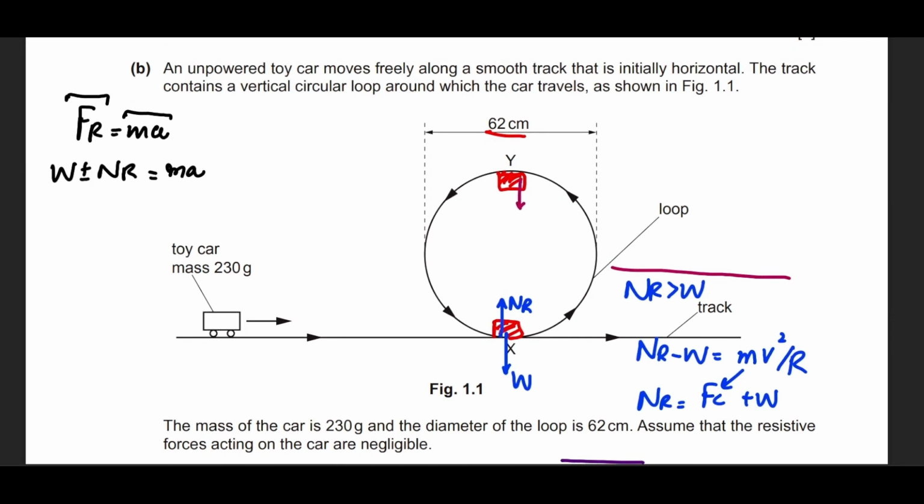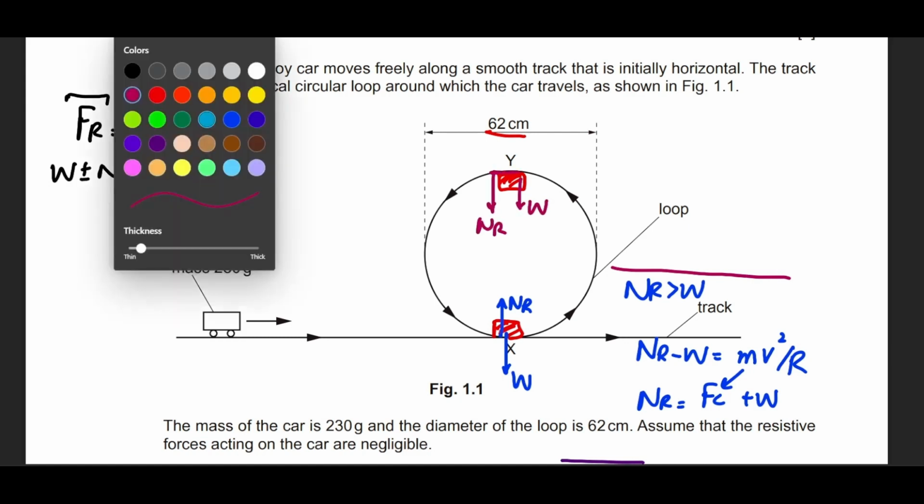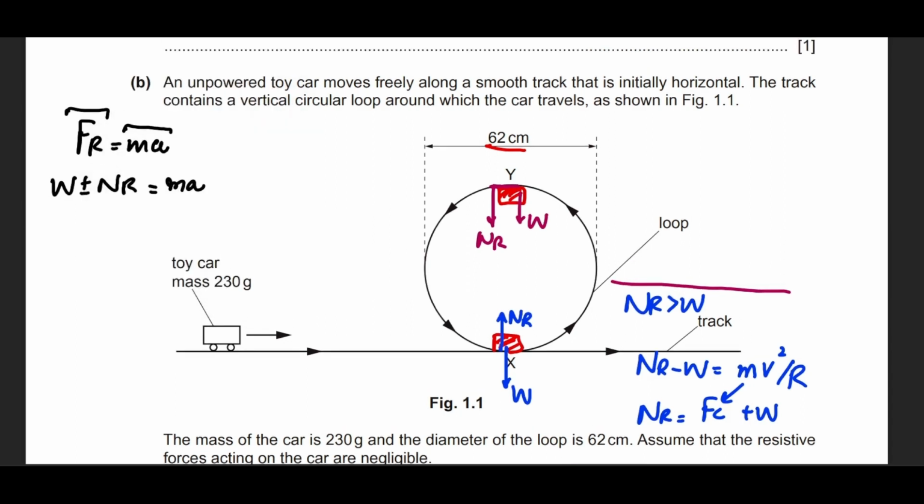The weight is also downwards. The normal reaction from the surface is also downwards. They're both in the same direction, and the resultant is going to produce a centripetal acceleration. So according to F equals ma, in this case, both are going to add together. So W plus the normal reaction equals mv square over r.